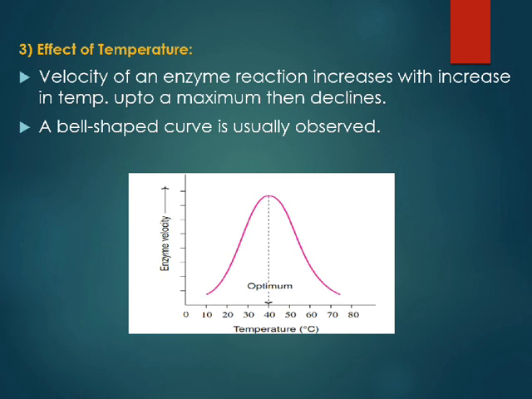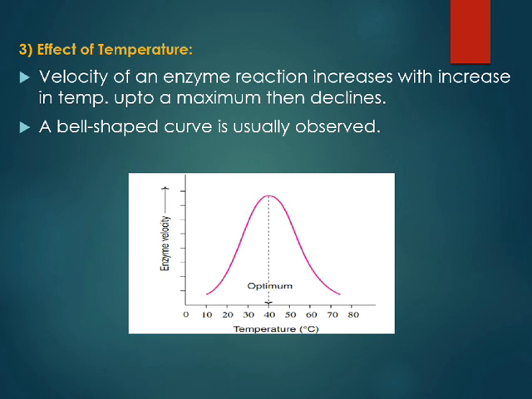Next one is the effect of the temperature. As the temperature increases up to the optimum temperature, the velocity of the enzymatic reaction will increase up to the maximum level, and then that will decline. The bell-shaped curve is usually observed, as we can show in the figure.